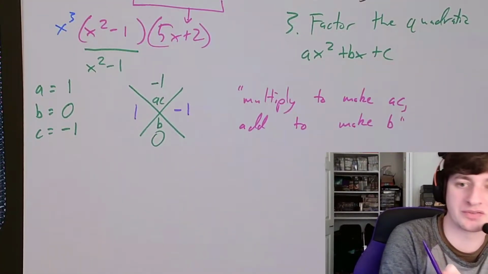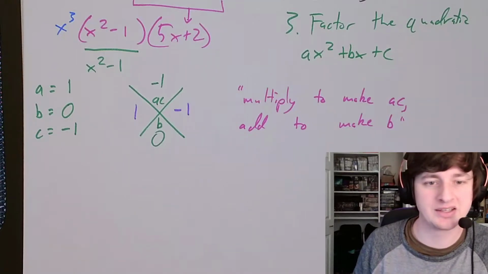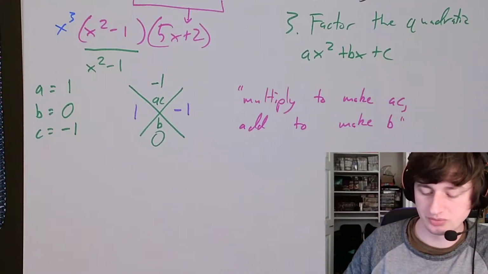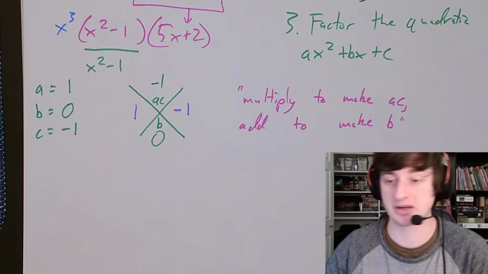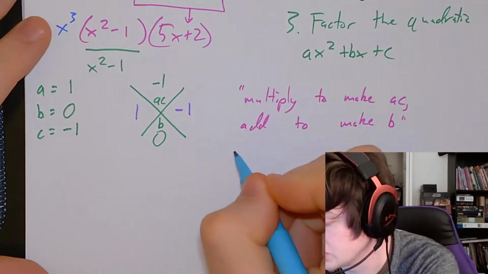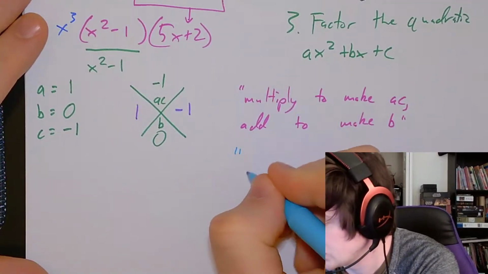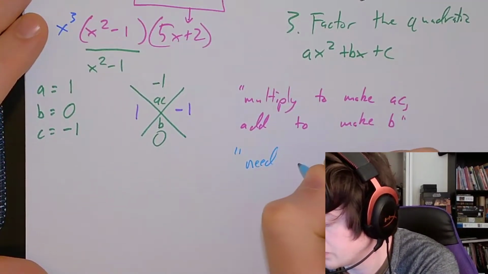Now the other piece of this is sometimes A is not 1, and so if A does not equal 1, you would need to use the box. So if you remember back to when we were doing this more completely, we need the box if A does not equal 1.